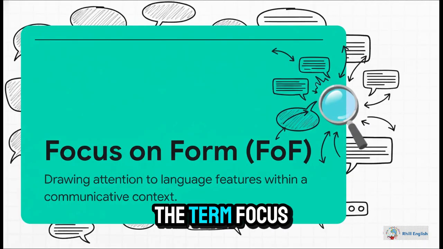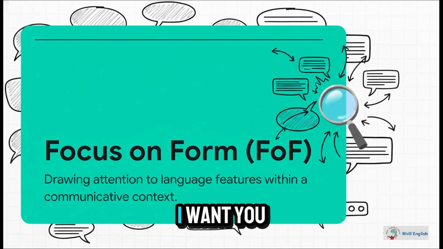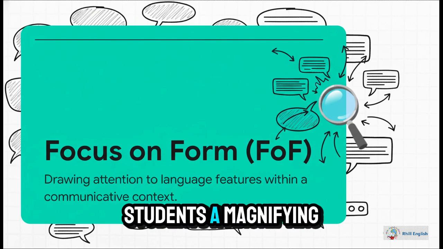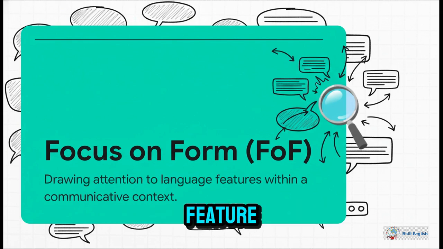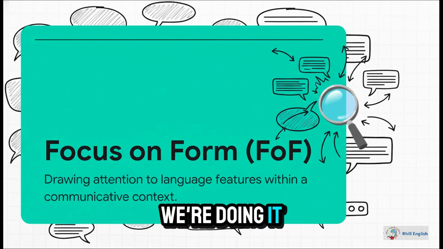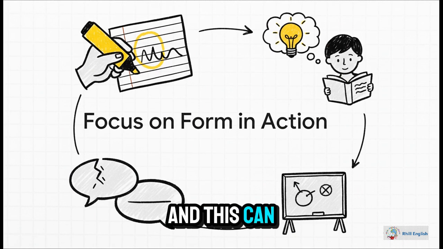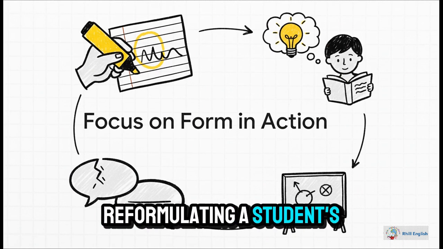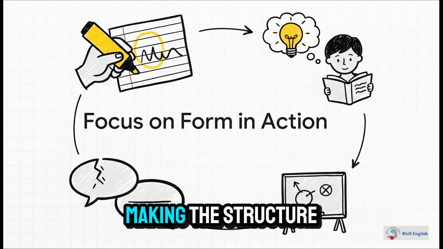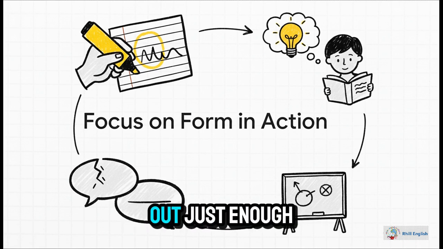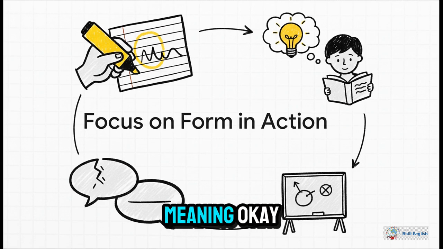This is where the term focus on form comes into play. I want you to think of it like we're handing our students a magnifying glass. We're gently pointing out something interesting, a specific language feature. But, and this is so important, we're doing it inside a real conversation, not by stopping it cold. And this can look a lot of different ways, right? It could be you subtly reformulating a student's sentence correctly. Or maybe it's a student on their own who suddenly sees a pattern in a story they're reading. It's all about making the structure, the form, stand out just enough while the focus is still on meaning.